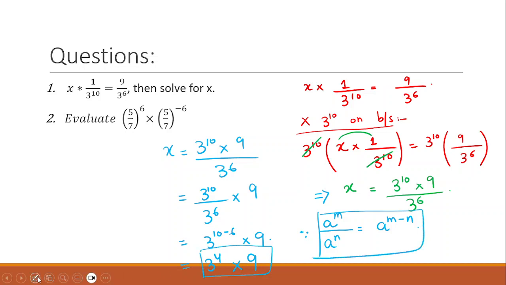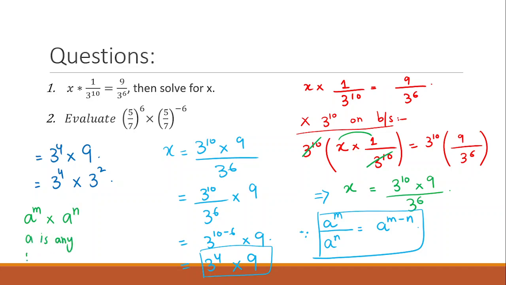We can further simplify this: 3 to the power 4 multiplied by 9. I can write 9 as 3 to the power 2, because 3 to the power 2 means 3 multiplied by 3, and 3 multiplied by 3 is 9. So we can write 9 as 3 squared. Now there is a property of exponents which says a to the power m multiplied by a to the power n, where a is any number.